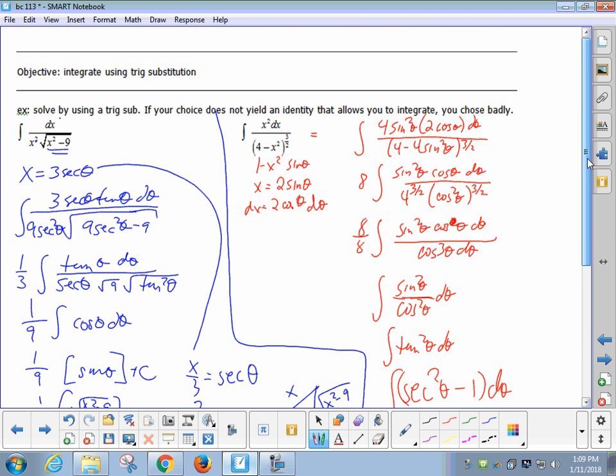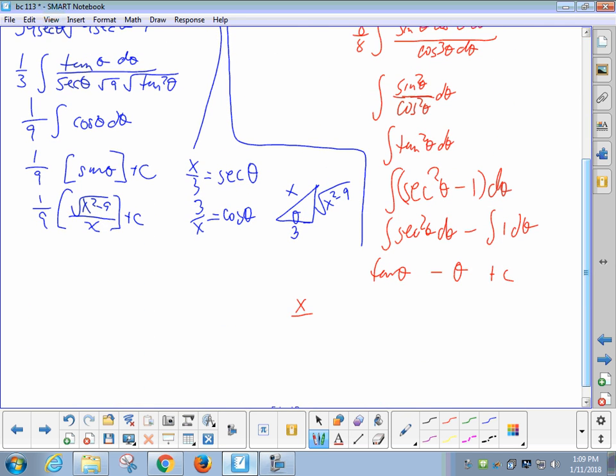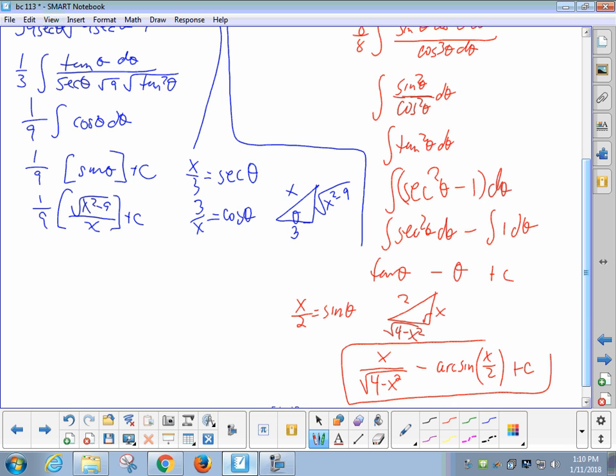And then, so x over 2 equals sine of theta. So, opposite, hypotenuse, adjacent. So, tangent theta is x over root 4 minus x squared. What's theta? Arc sine. Arc sine, or inverse sine, of x over 2 plus, okay? How'd it go?